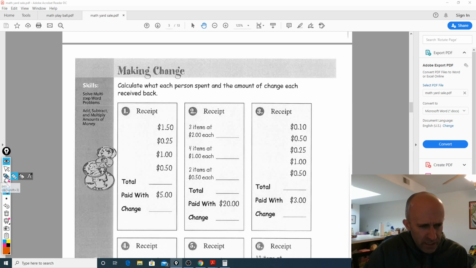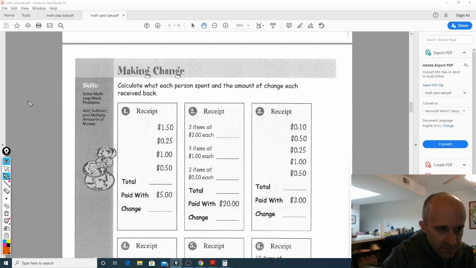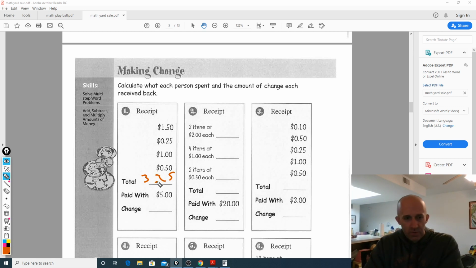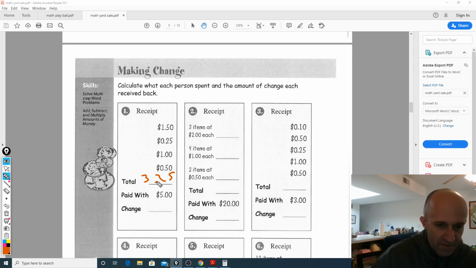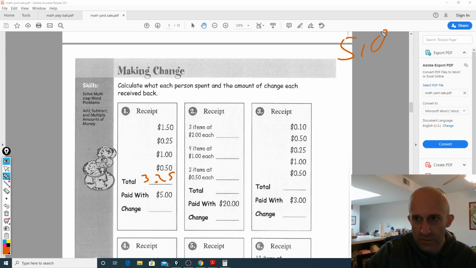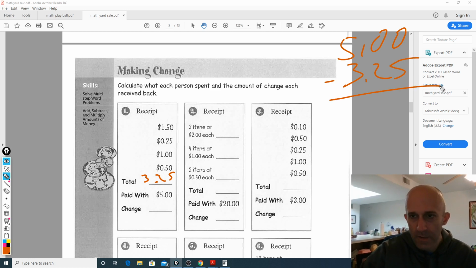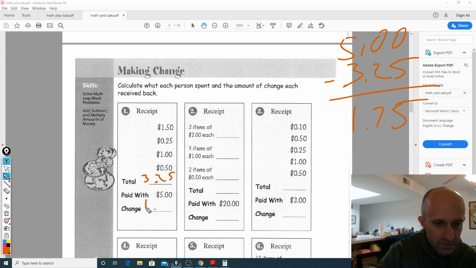So it should be $3.25. So $3.25 would be your receipt there. If I paid that with a $5 bill, $5 minus $3.25 will give you $1.75.